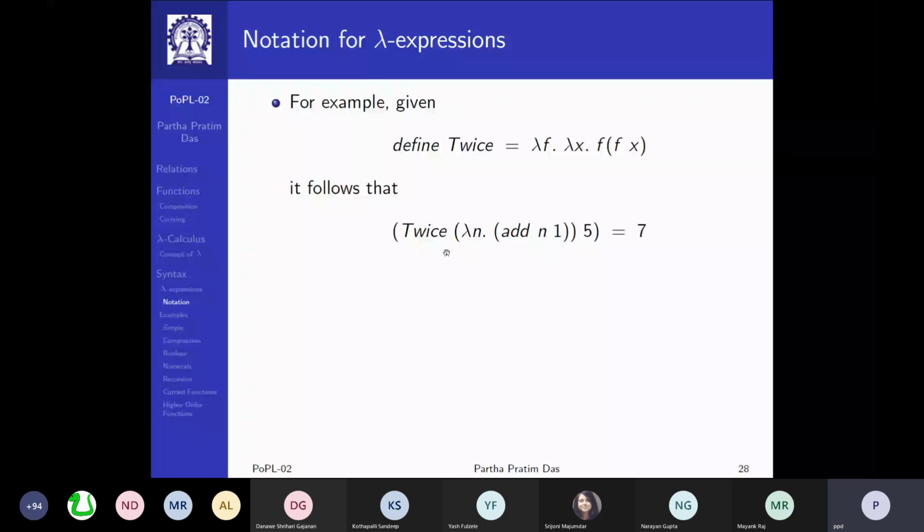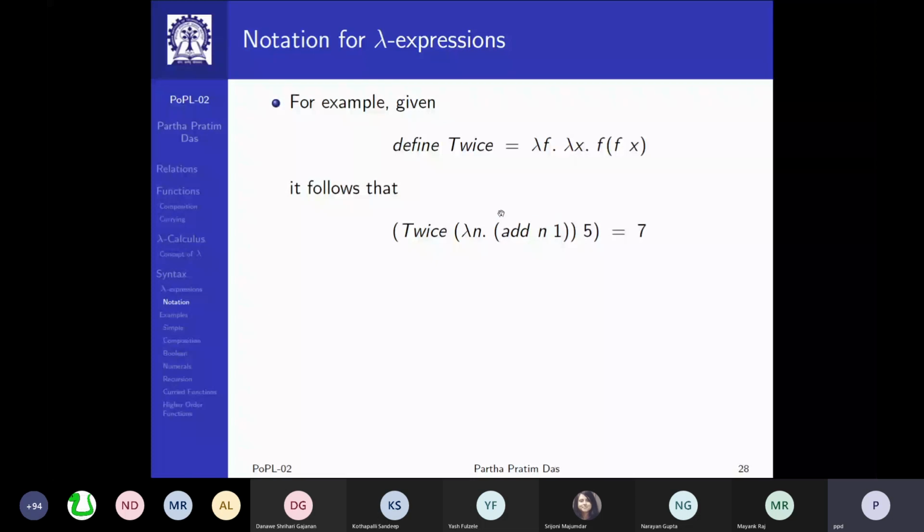So this first part, lambda n dot add n 1, starting from this parenthesis to this parenthesis, is the actual parameter value that I want to pass for f, right? Because we know the order is important. So this is f. And then I have 5, which will be taken as x.